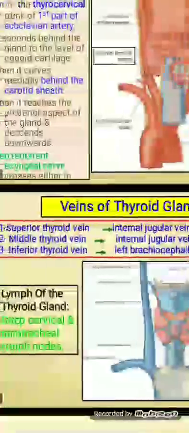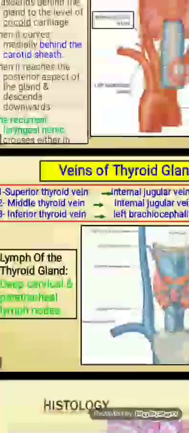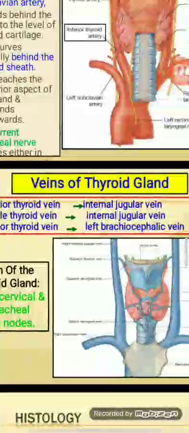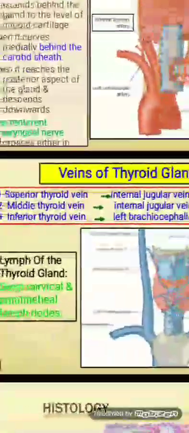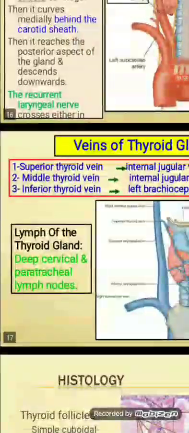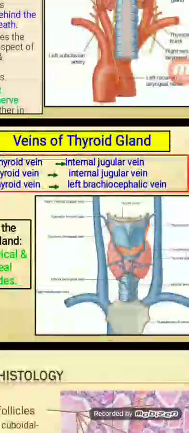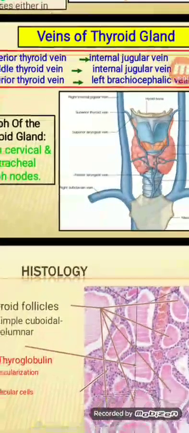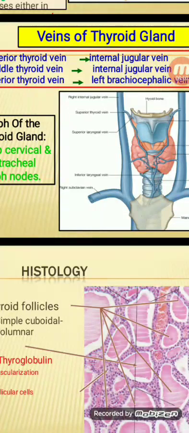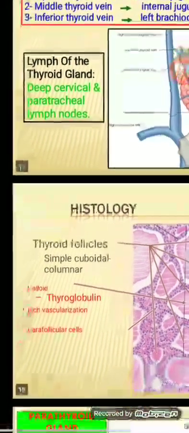The veins of the thyroid gland: the superior thyroid vein drains into the internal jugular vein. The middle thyroid vein drains into the internal jugular vein as well, and the inferior thyroid vein drains to the left brachiocephalic vein. As you can see here in the picture, the internal jugular vein and the subclavian vein unite together and form the brachiocephalic vein. The 2 brachiocephalic veins unite together and form the superior vena cava.